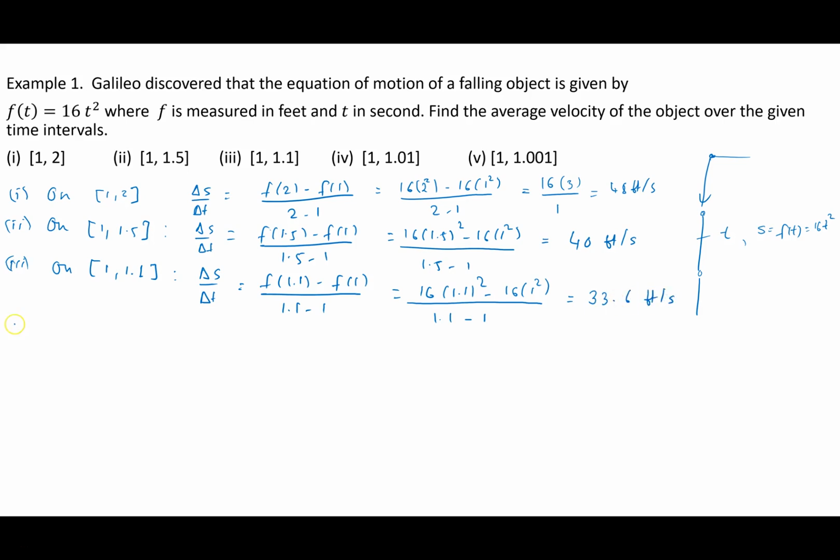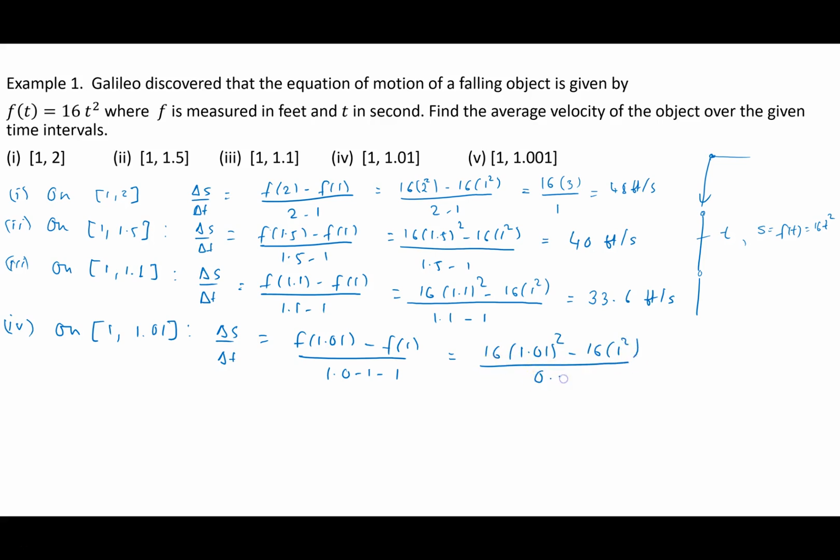Again on the interval 1, 1.01, the average velocity, again change in position, is f of 1.01 minus f of 1 over 1.01 minus 1. That's 16 times 1.01 square minus 16 times 1 square divided by 0.01.